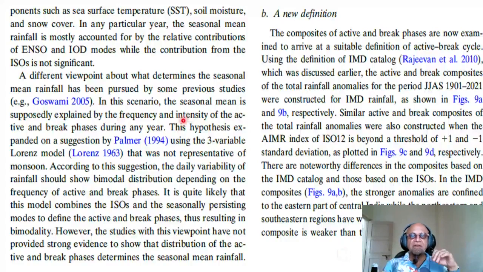Okay, in any particular year, the seasonal mean rainfall is mostly accounted for by the relative contributions of ENSO and IOD modes, while the contribution from the ISOs is not significant.